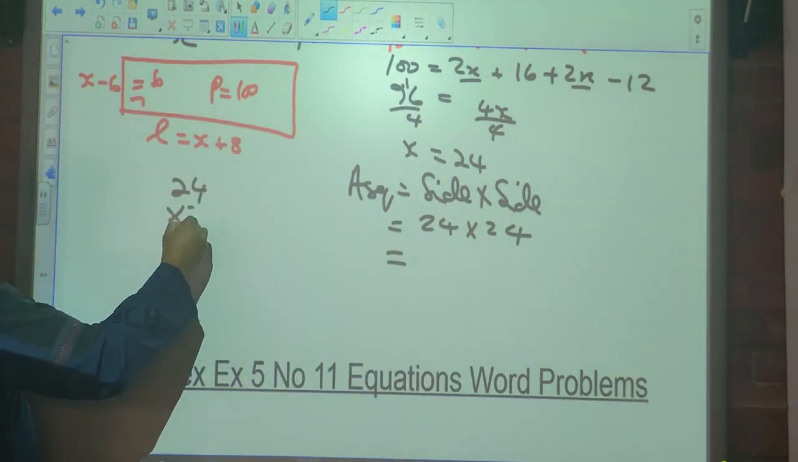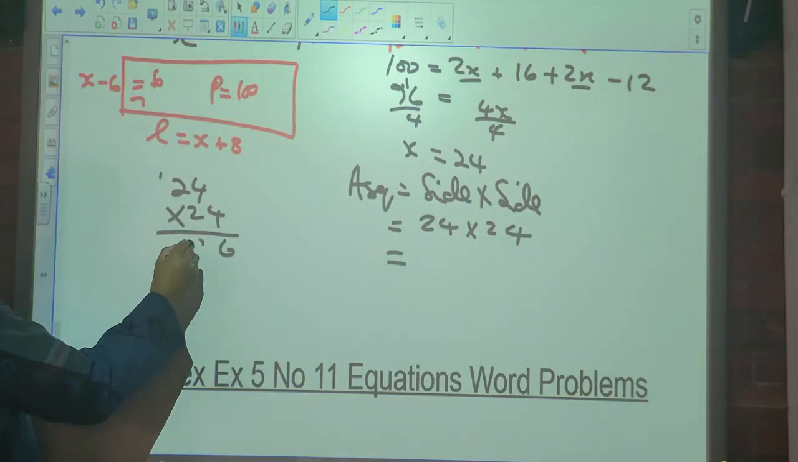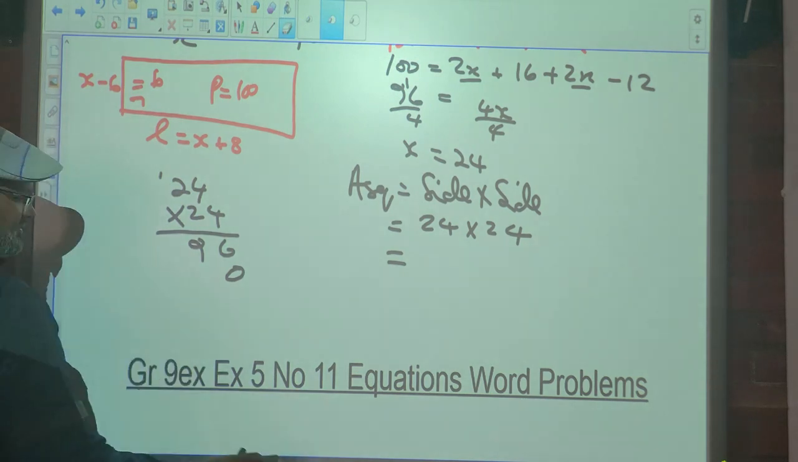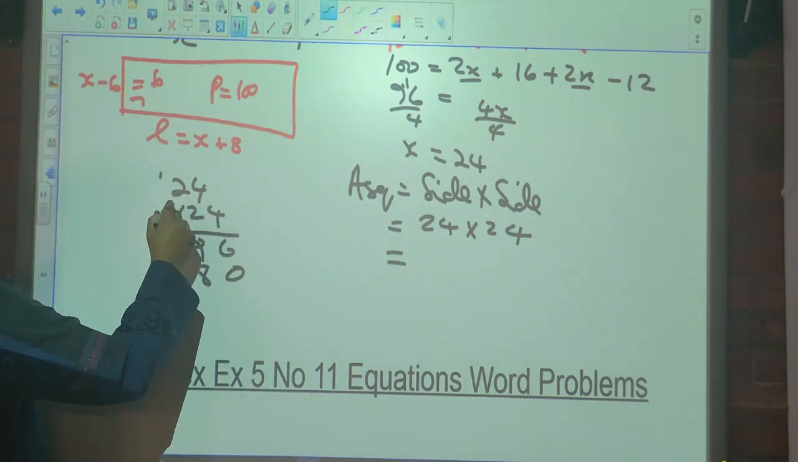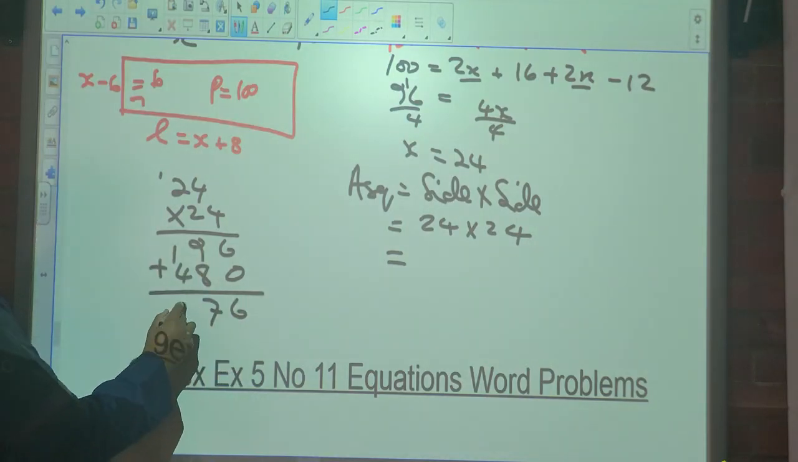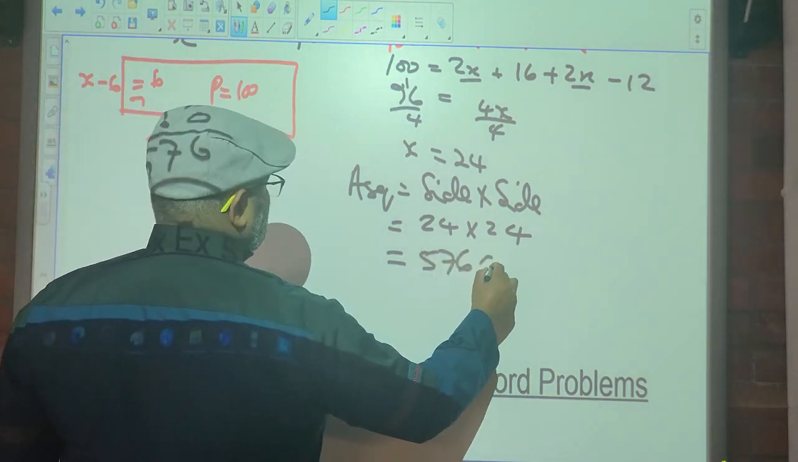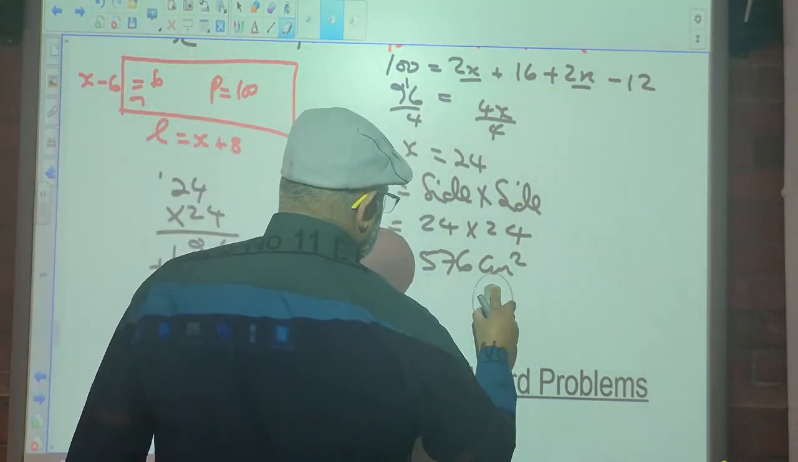So 24 times 24. 4 fours are 16, carry 1. That's 8, 9. Sorry, the 0 is at the wrong place. 2 by 4 is 8. 2 by 2 is 4. So the answer is 576 centimeters squared. Oh, sorry, it's not centimeters, it is meters squared.